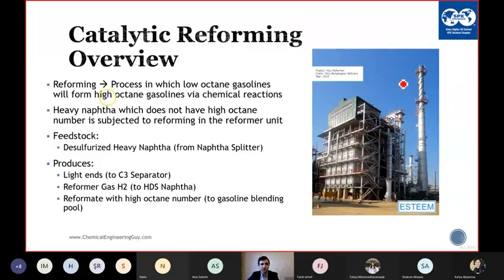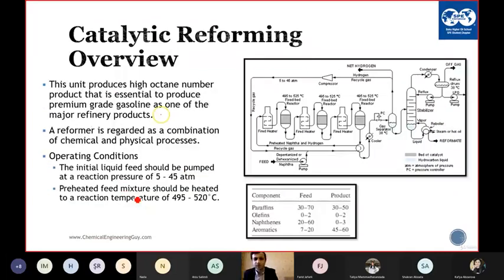Heavy naphtha is our feedstock, and it produces the light ends, reformer gas, H2. So this reformer is the main unit producing the hydrogen in the refinery. Then after the calculation of how much hydrogen is produced in the reformer, another secondary unit, HPU, the hydrogen production unit, is constructed. So it is only for hydrogen production, but we accept that the CCR, or catalytic reforming, is the only unit that produces the hydrogen in the refinery. This is the overview of the process.